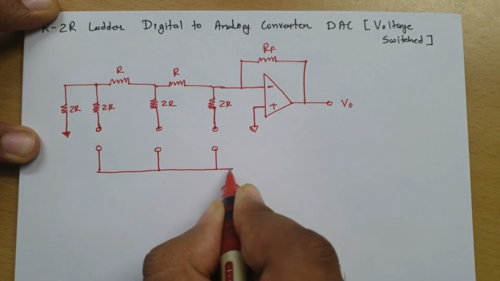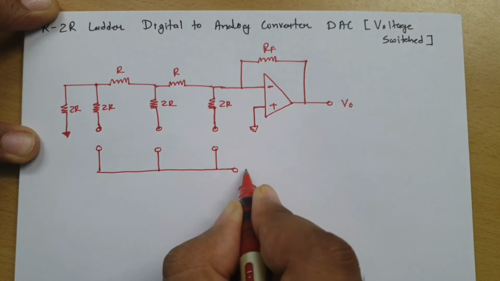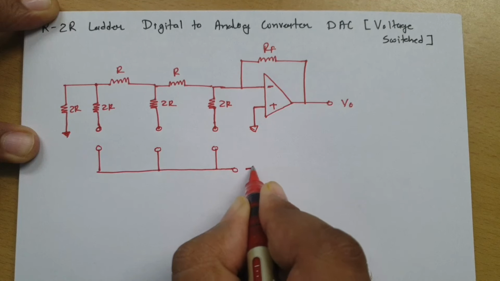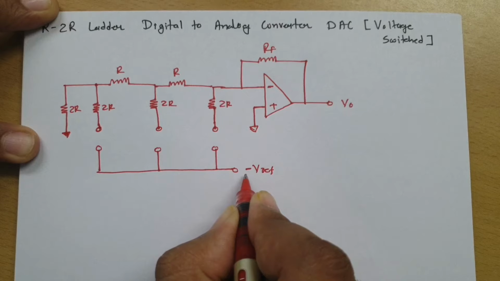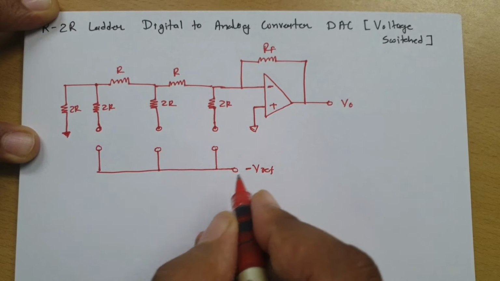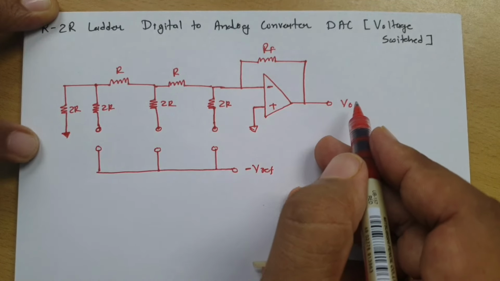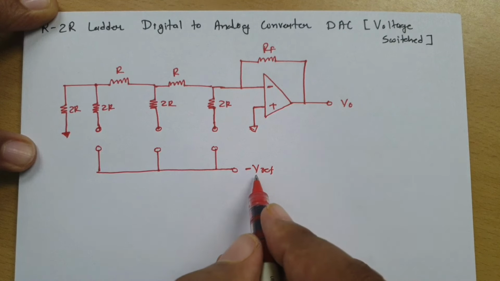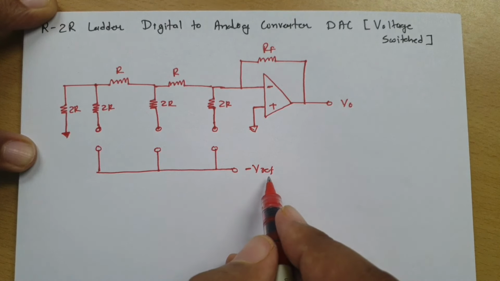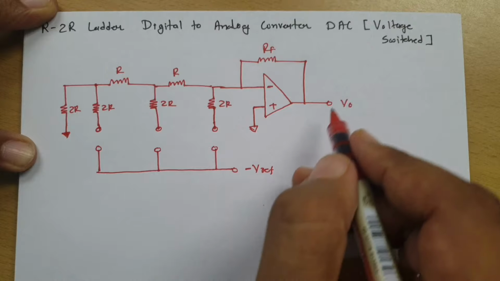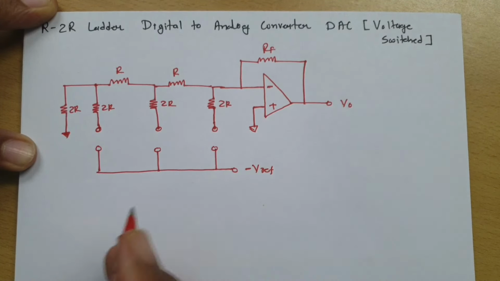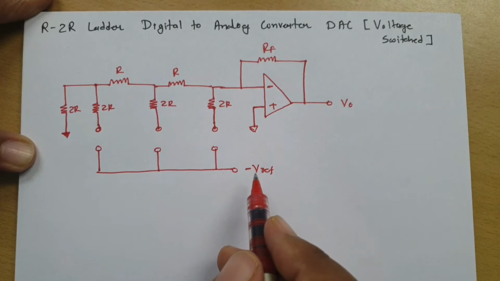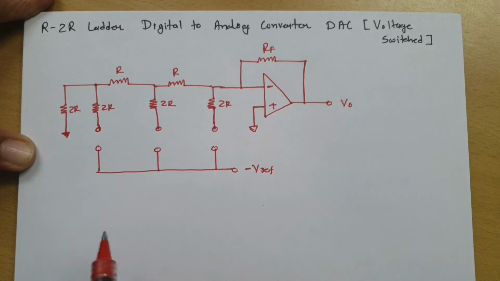So here, if I say my reference voltage, let us say that is minus V reference. I'm adjusting this reference voltage to minus the reference voltage. The reason is I wanted to have a positive output. If you take only V reference as it is mentioned in some books, then you will find your output voltage will be negative, right? So there is nothing wrong in considering a minus reference voltage over here.